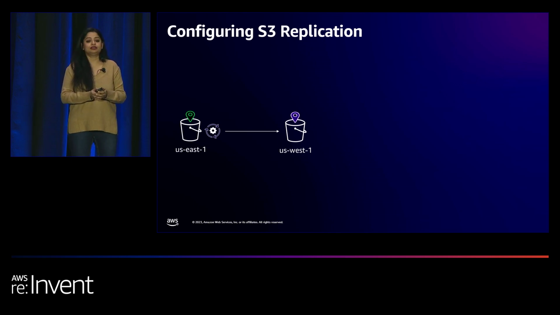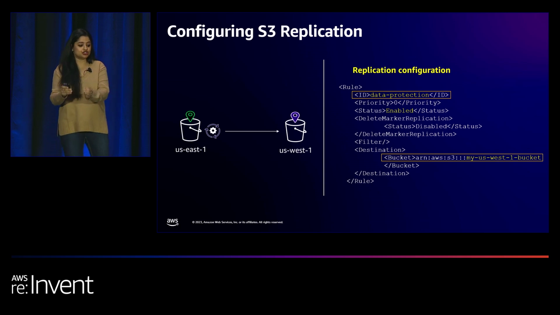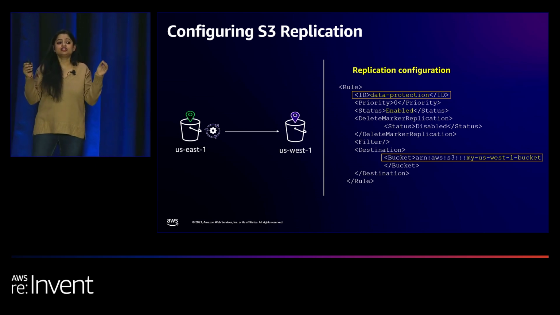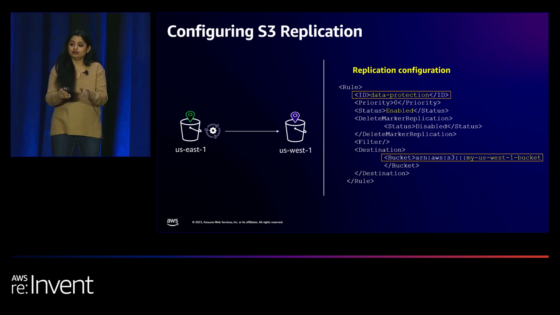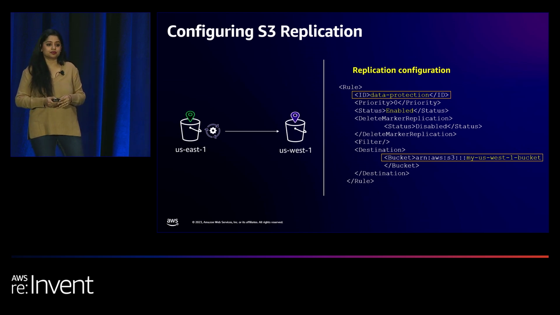Let's start by configuring a simple replication rule to replicate objects from US East 1 to US West 1. In our example, we see that we have an ID. We're calling it the data protection rule, and we also have a bucket ARN. This is the bucket in our destination US West 1 region where objects will be replicated to. Now, this is a simple cross-region replication rule. Alternatively, we can have a similar rule for same region replication by using a bucket ARN which is in the same region as the source bucket.